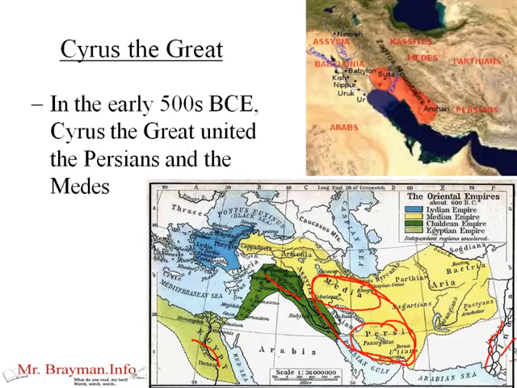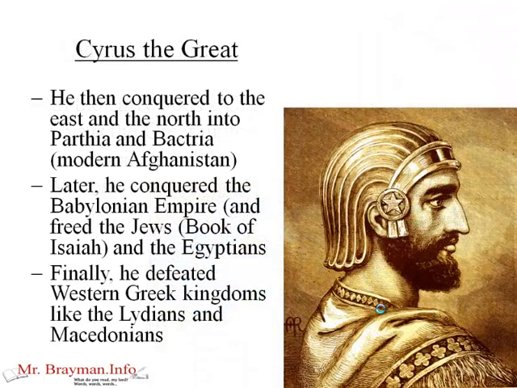So, Cyrus the Great unites the Persians and the Medes, and I believe he was a Persian, so it's kind of more just takes these guys over. But he brought them into his government, and made them part of the political process as well. And then Cyrus conquered to the east and north into Parthia and Bactria. And this is modern-day Afghanistan, right? So if you have any friends or family who've been to Afghanistan or who are there currently, Cyrus the Great pushed north into those areas.